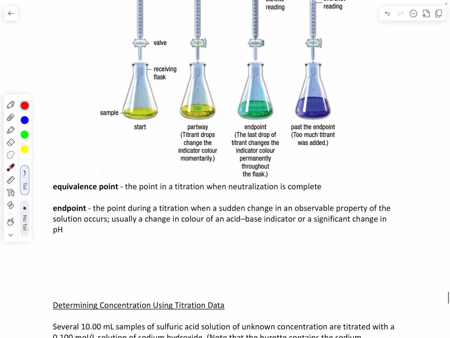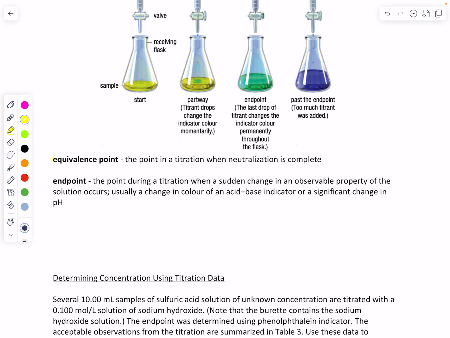The equivalence point is the point in the titration when neutralization is complete, and the end point is the point during a titration when a sudden change in observable properties of the solution occurs. It is usually a change in color of the acid-base indicator or a significant change in pH.